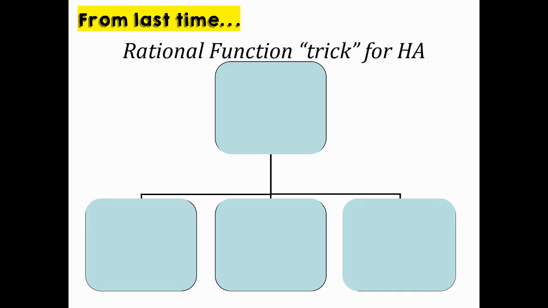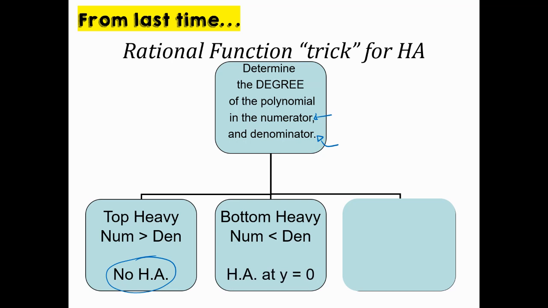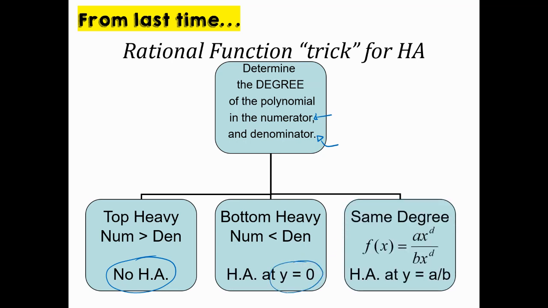So this was just to summarize the trick for horizontal asymptotes, right? Determine the degree of the polynomial in the numerator and the denominator. If it's top heavy, there's no horizontal asymptote. If it's bottom heavy, the horizontal asymptote is at y equals 0. And if it's the same degree, it's the ratio of their leading coefficients. So you would have y equals some number, which would be the ratio of a to b, right? And that needs to be in standard form. So if I had something in factored form, I would have to multiply it up.